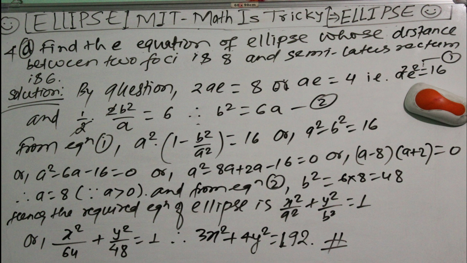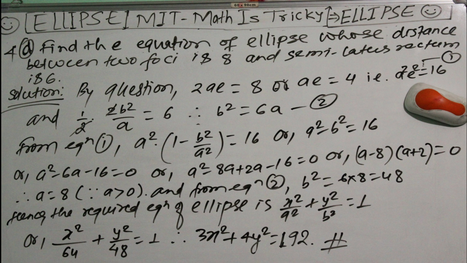So by question we are given distance between two foci, meaning AE and AE distance, we have to take plus as positive. So AE and AE, 2AE equals 8 means AE equals 4, AE square gives 16. Let it be equation 1. Also we are given semi-latus rectum is half of the latus rectum. 2b square by a is latus rectum, half of it is given 6, means b square equals 6a.